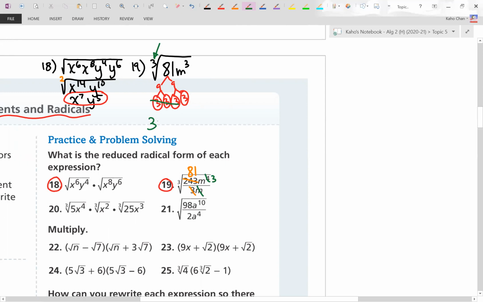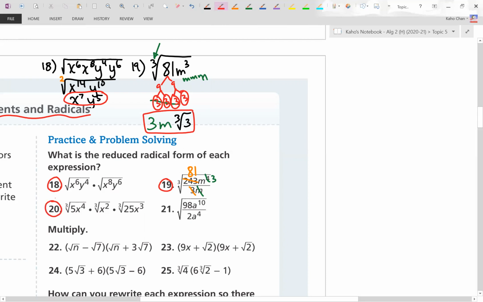The m's I have enough, so that's MMM, so that's cool. That comes out. But I have a leftover 3 on the inside. So I have an unusual answer here. This is 3m times the cube root of 3 as my final answer. All right. Number 20 is next.